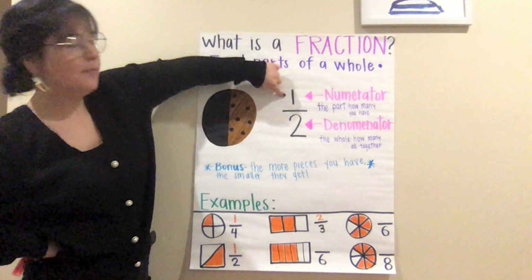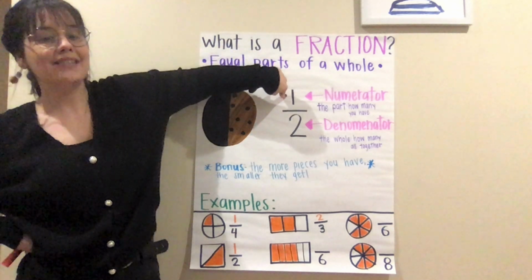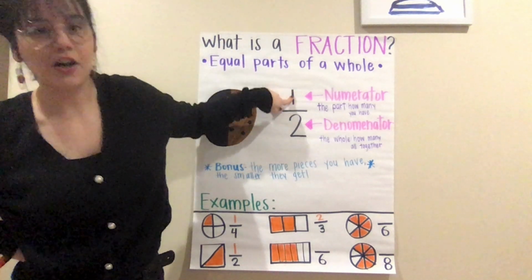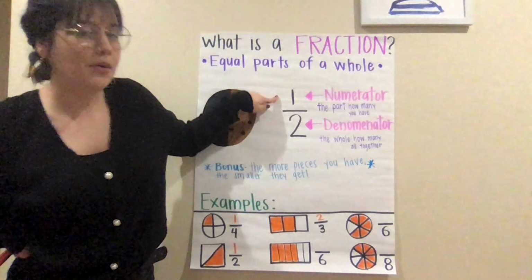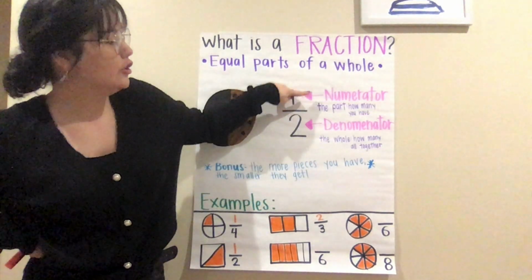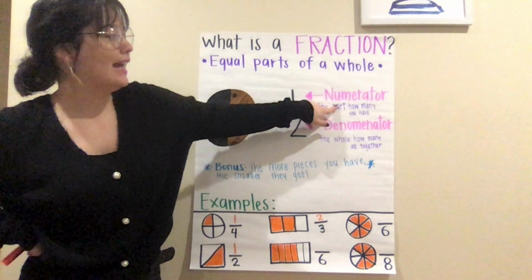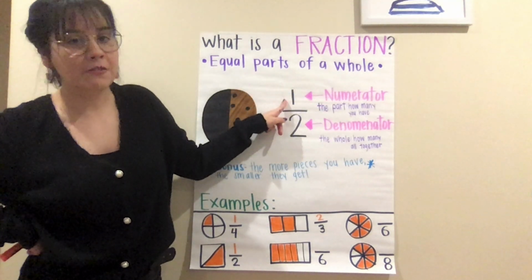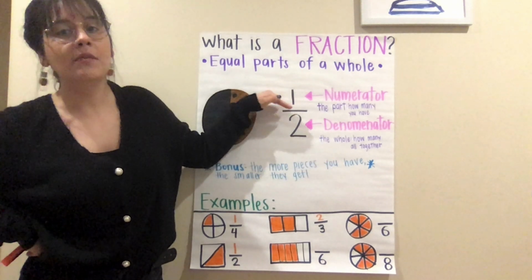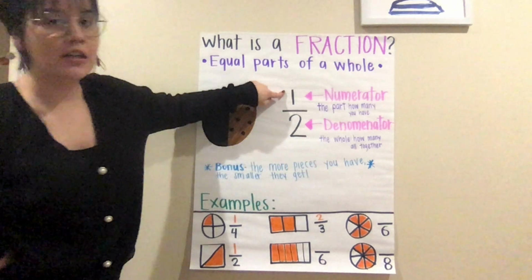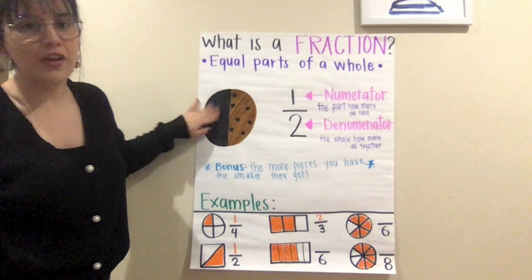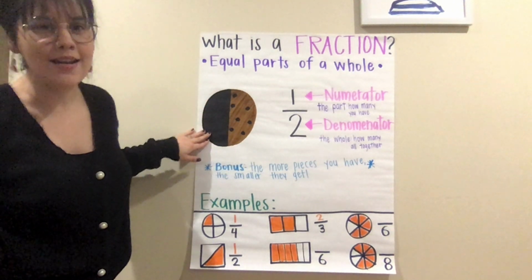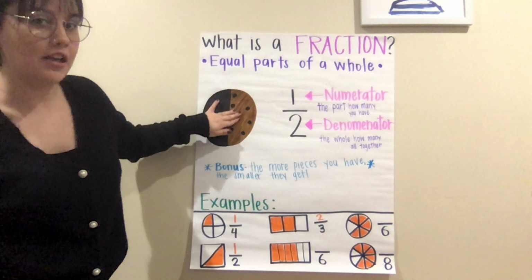The top number in a fraction is always called the numerator. We'll talk more about that as the week continues. But the top part is the numerator. The numerator, the top part, it's how many you have. You see that I put a number 1 here because I only have one part of my cookie. The other part disappeared. The other part was eaten. So I only have one part here.